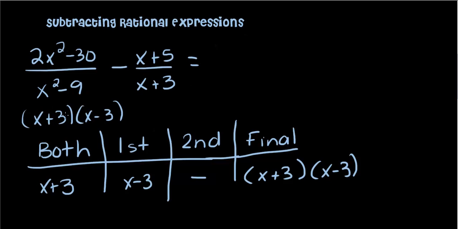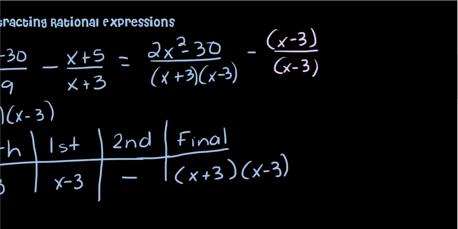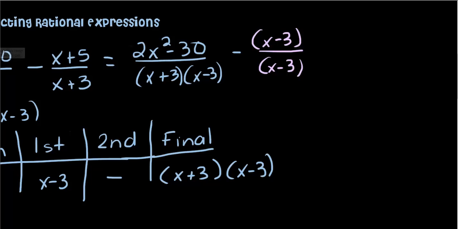So let's go back to our original expression. If you notice in the first one, I already have x plus 3 times x minus 3 on the denominator. So I don't have to do anything to that one. I'm just going to rewrite it: 2x squared minus 30 over x plus 3 times x minus 3. The second one, however, doesn't have the x minus 3. So I'm going to have to multiply both the numerator and the denominator by x minus 3. And remember, the reason we can do this is because x minus 3 over x minus 3 is 1. So basically we're just multiplying by 1, so it doesn't change the value.